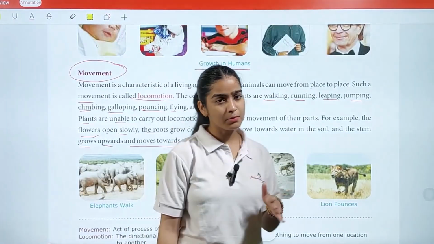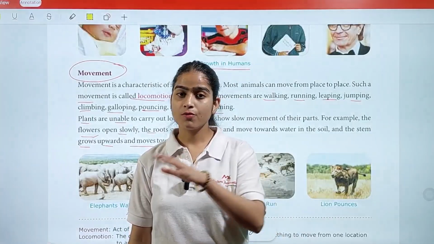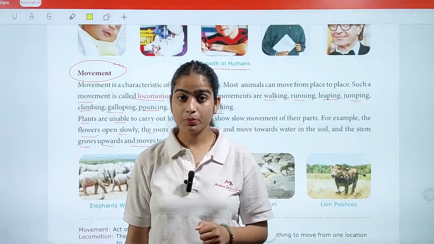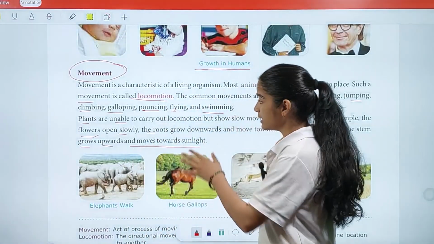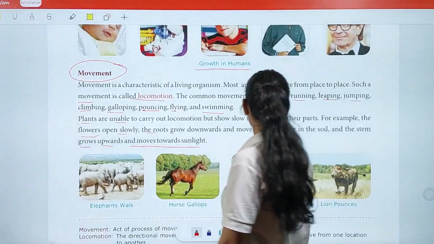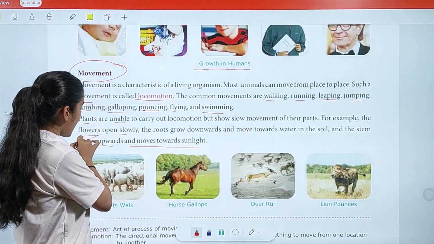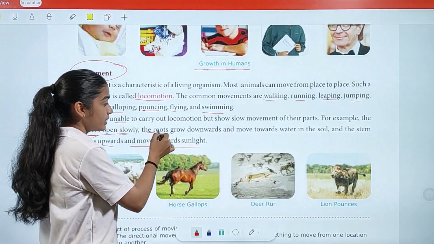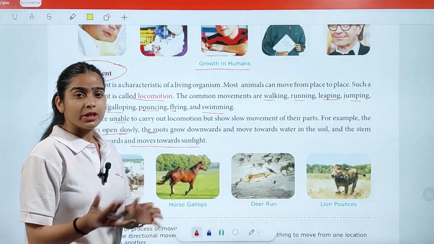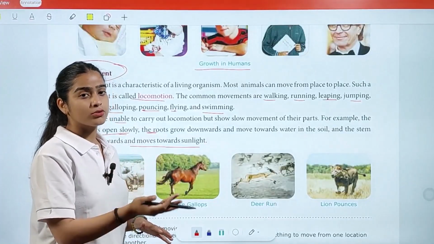So what we understand here is plants are also living things, but the difference is that plants cannot move from one place to another place, but we animals can. But we see movement in plants as well. What kind of movement do plants have? The first thing, their flowers open slowly. The second, the roots grow downwards, and according to the direction of sunlight, the stems also show their movement.